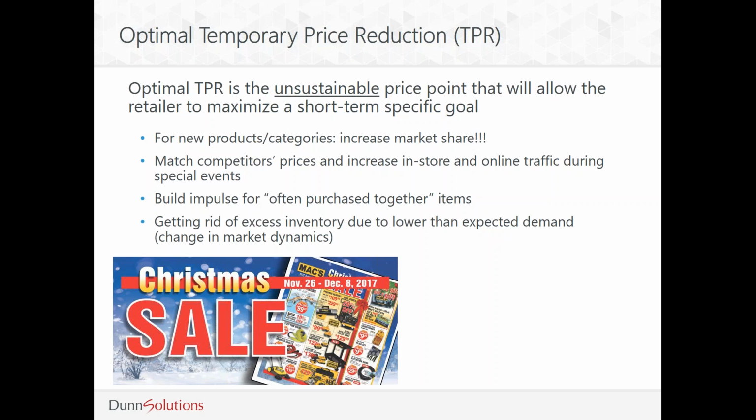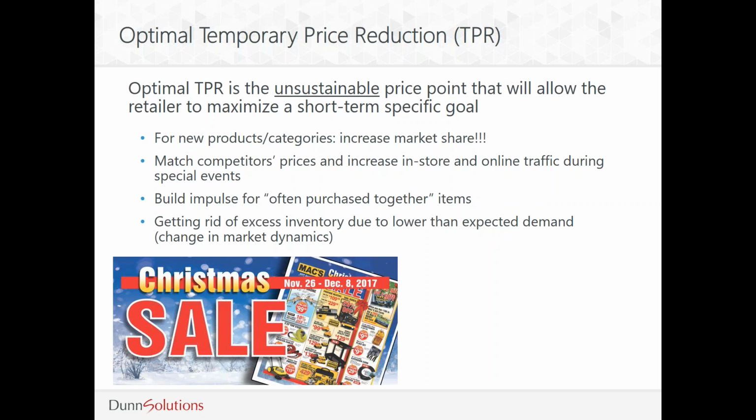Let's say you have a new product or a new category and you want to increase market share, then perhaps you want to attract new customers by giving a low price as an incentive to try out your product. Now, in the case of special events, let's face it, you don't have to have a Black Friday sale, but if you don't and everybody else is having it, you're going to send some of your in-store and online traffic the way of your competitors, and that's not really a good idea.